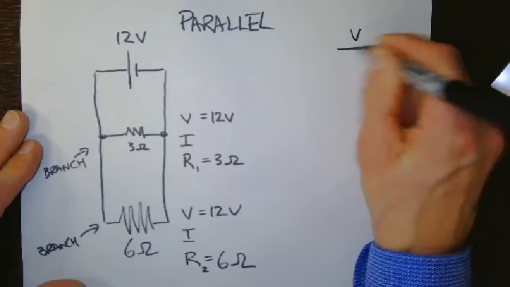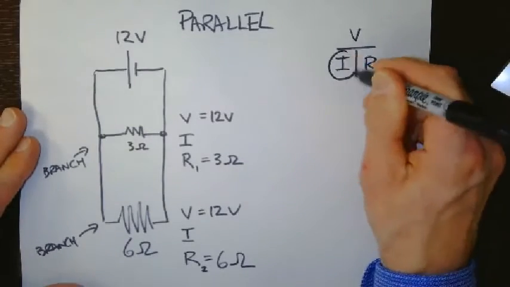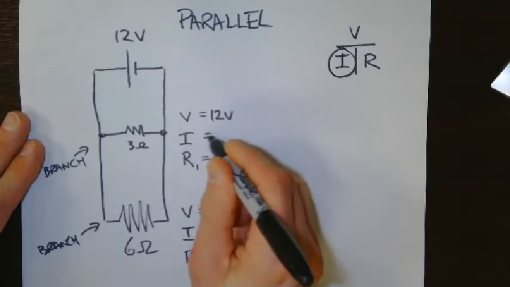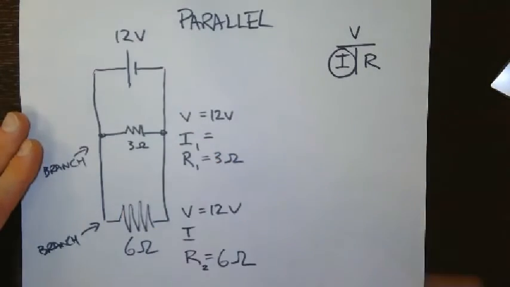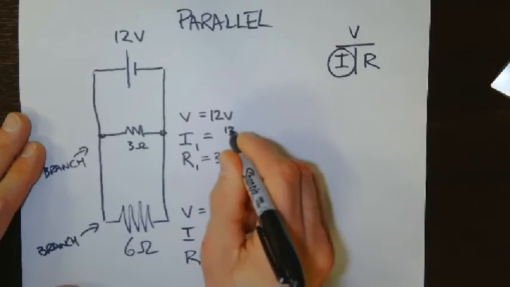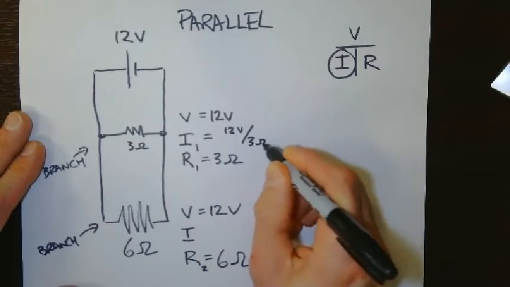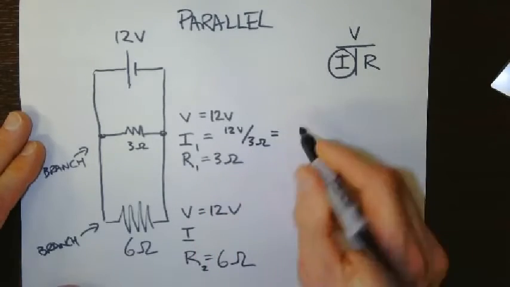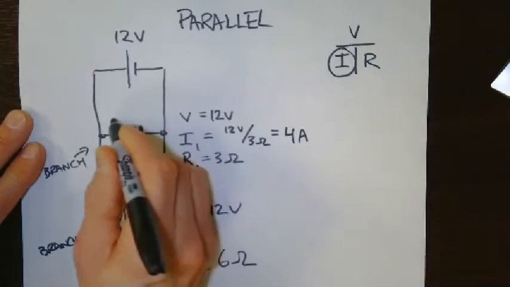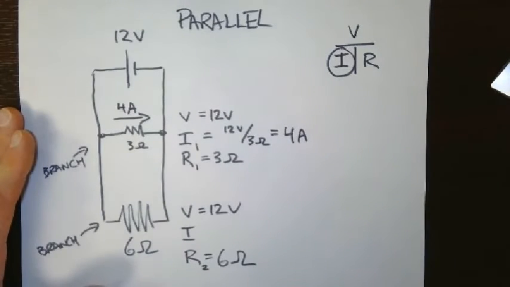So let's go back up to Ohm's law. At this point, we've got to use it. If I want to find current, I divide voltage by resistance. So I'm going to do that here, and I want to find the current through this branch. I'm going to take my 12 volts and divide it by my 3 ohms. And of course, 12 divided by 3 is 4 amps. So I now know that I have 4 amps moving through that resistor.